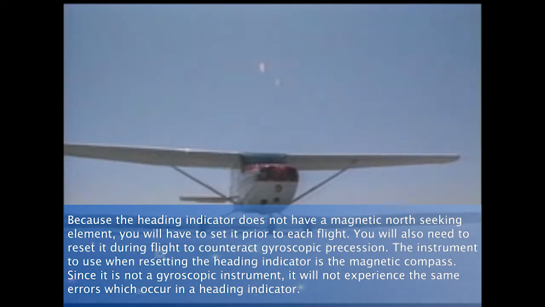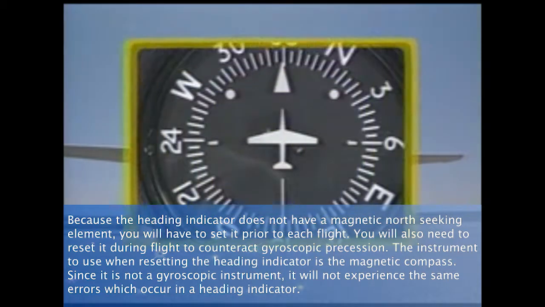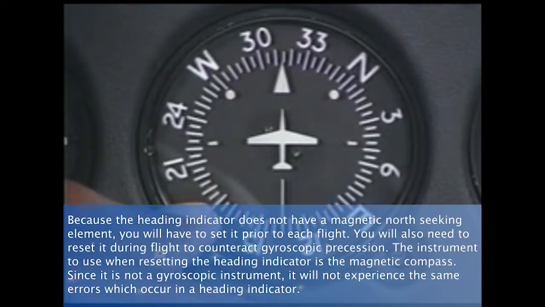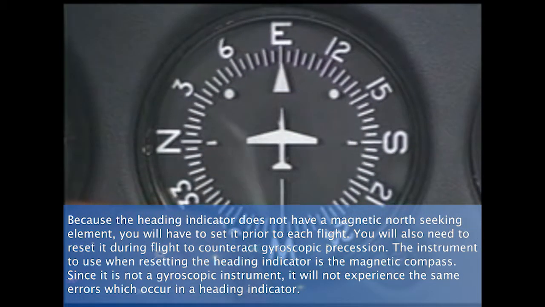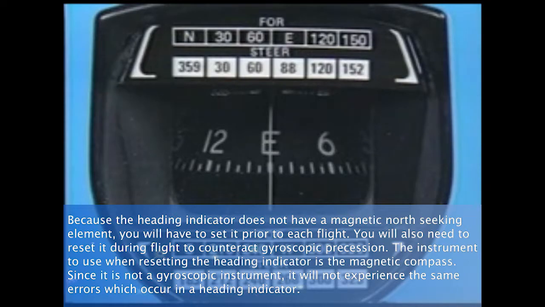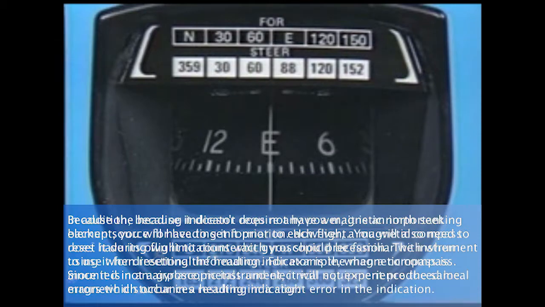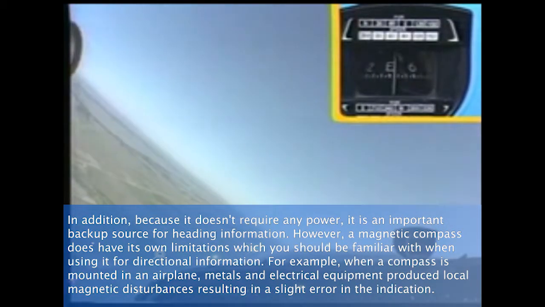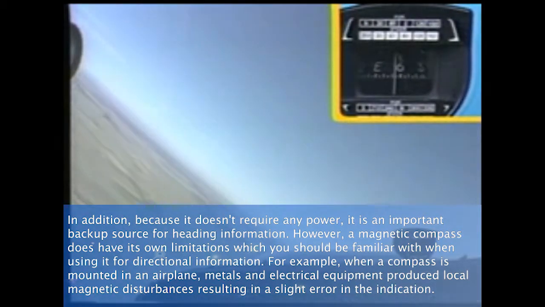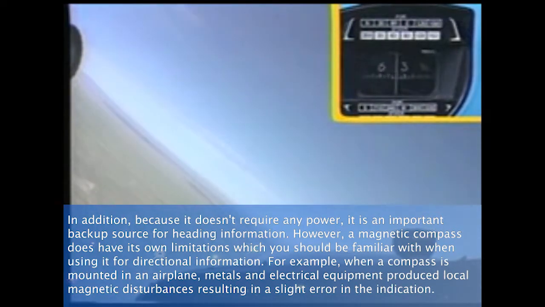Because the heading indicator does not have a magnetic north-seeking element, you will have to set it prior to each flight. You will also need to reset it during flight to counteract gyroscopic precession. The instrument to use when resetting the heading indicator is the magnetic compass. Since it is not a gyroscopic instrument, it will not experience the same errors which occur in a heading indicator. In addition, because it doesn't require any power, it is an important backup source for heading information. However, a magnetic compass does have its own limitations which you should be familiar with when using it for directional information.